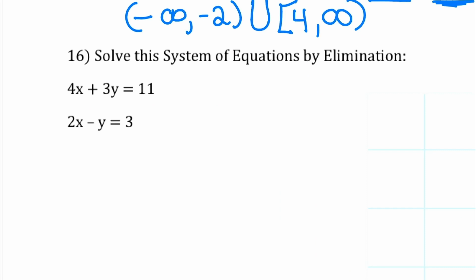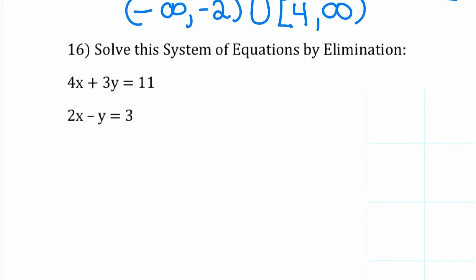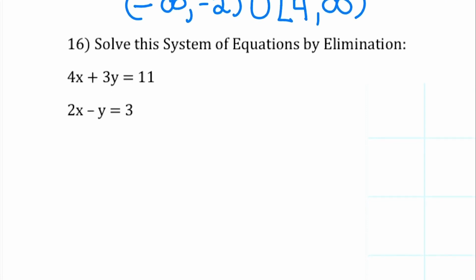Solve this system of equations by elimination. So if you watched the video just a few minutes ago, I did solve an equation by elimination, but we can do this again. So I can already tell that I'm going to want to eliminate my y first because we have opposite signs. And that's a good start.